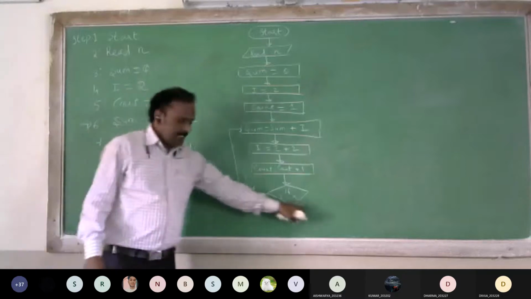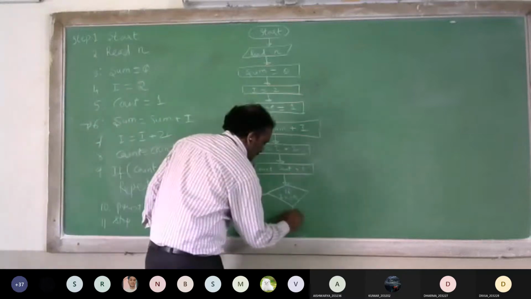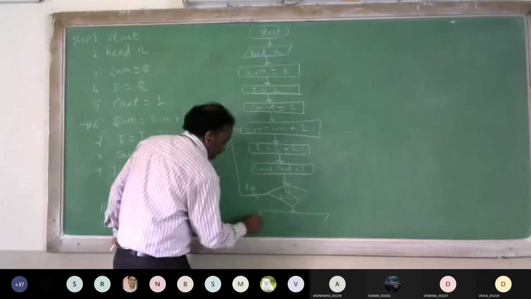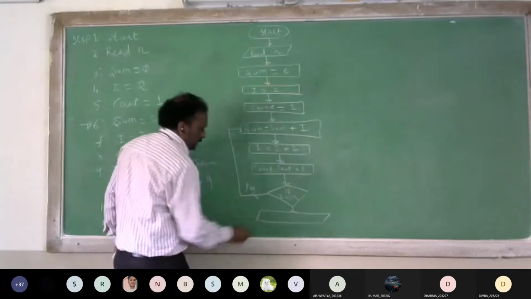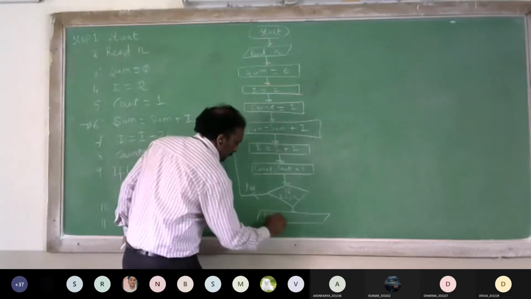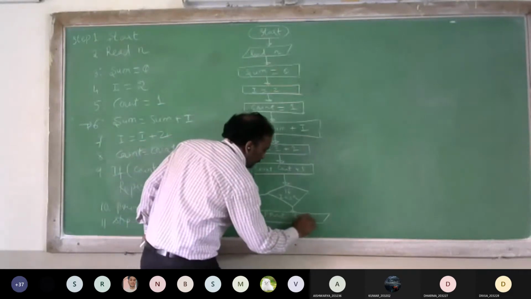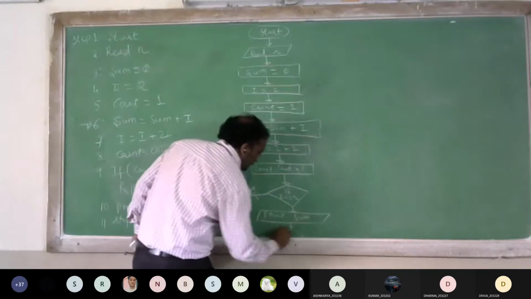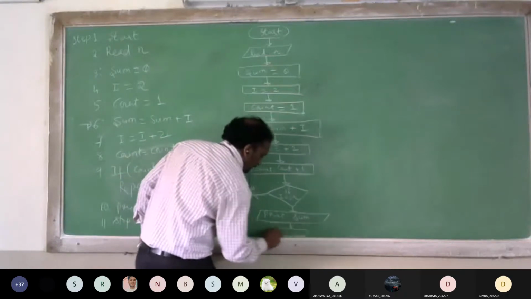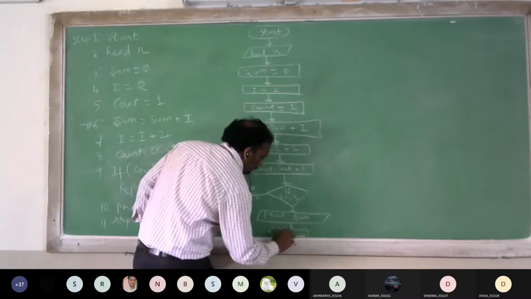When I is greater than n, by that time the sum will be containing the required answer. Print sum. What is the last step? Last step will always be stop. We will use oval symbol.